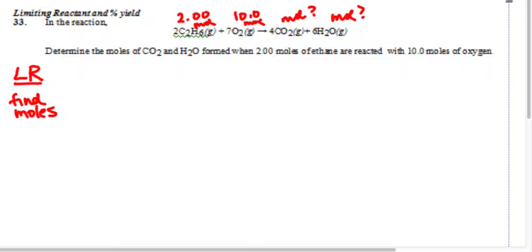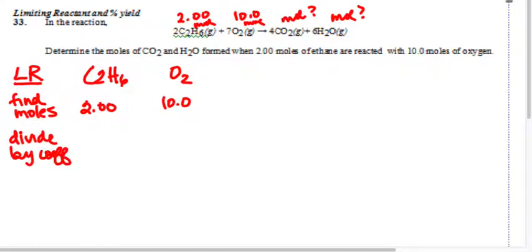Okay, so I kind of do a little chart. I'm a big chart person. And this is it. So we start out with 2 moles of this and 10 moles of this. Now the next thing we have to do, and I'll tell you why in a second, is divide by the coefficient in the balanced equation.